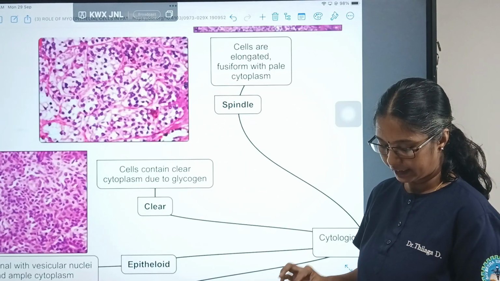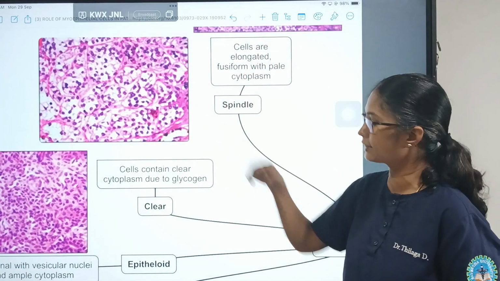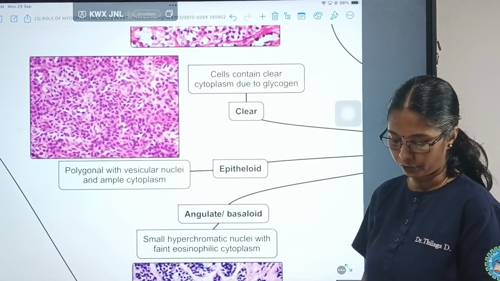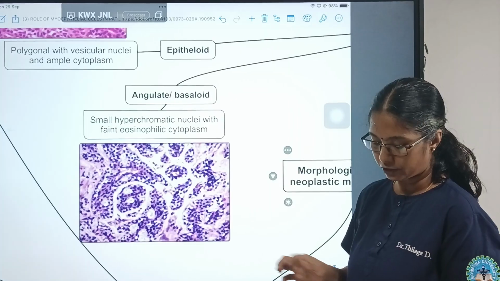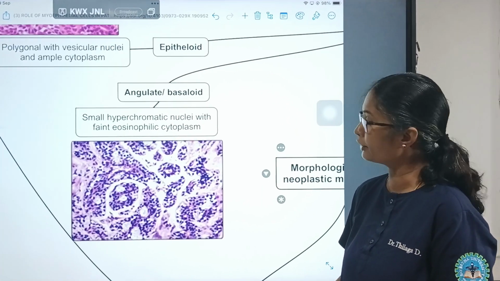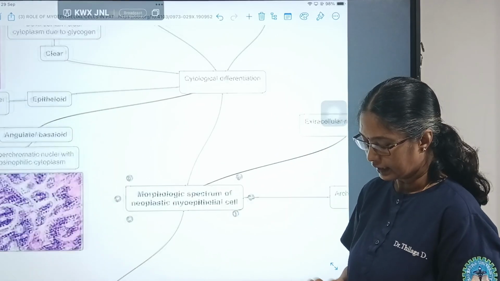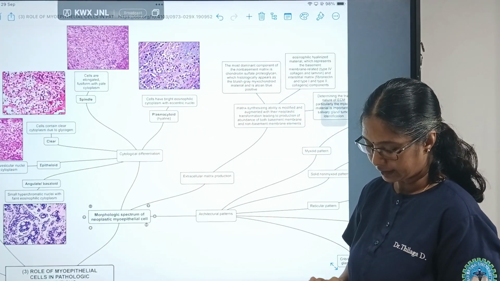And the clear cell variant contains clear cytoplasm due to glycogen deposition. These are the clear cell variants. The epithelioid variant has polygonal cells with vesicular nuclei and ample cytoplasm. Angulate and basaloid cells have small hyperchromatic nuclei with a faint eosinophilic cytoplasm. So these are all the cytologically differentiated patterns of the myoepithelial cells.